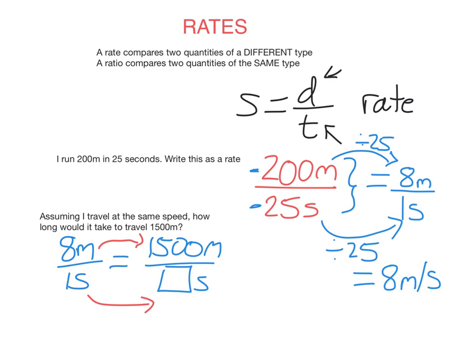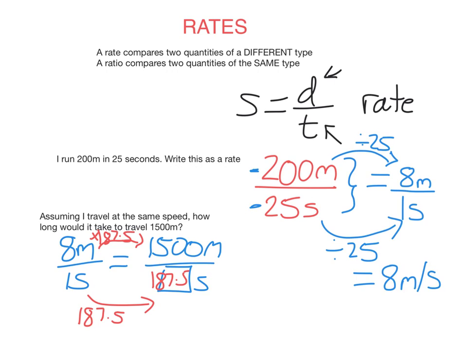And what you get there is 187.5. So I have times the top by 187.5, so I must also times the bottom by 187.5. So that's pretty easy. 1 times 187.5 is just that, 187.5. So I have my answer. It would take me 187.5 seconds to travel 1500 meters.